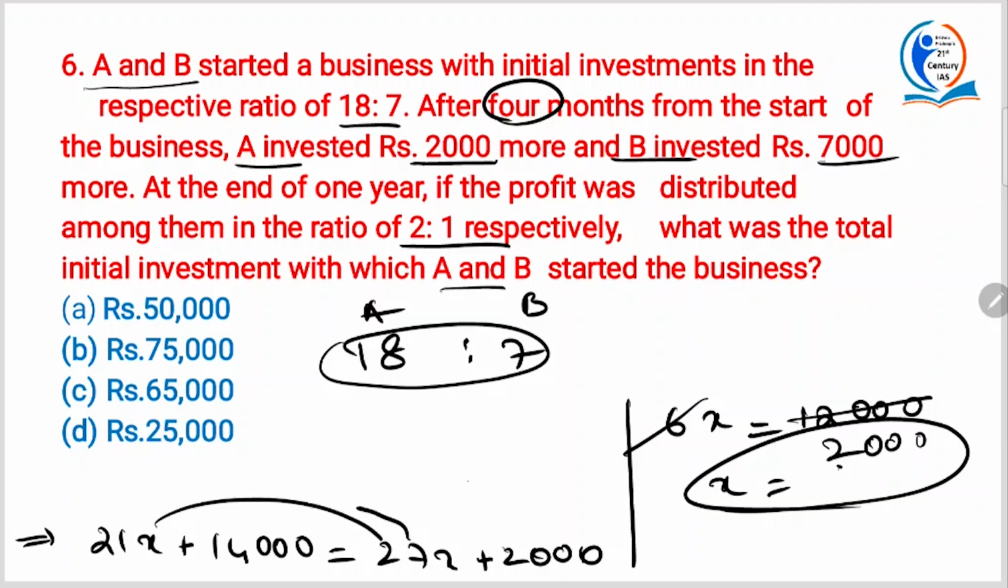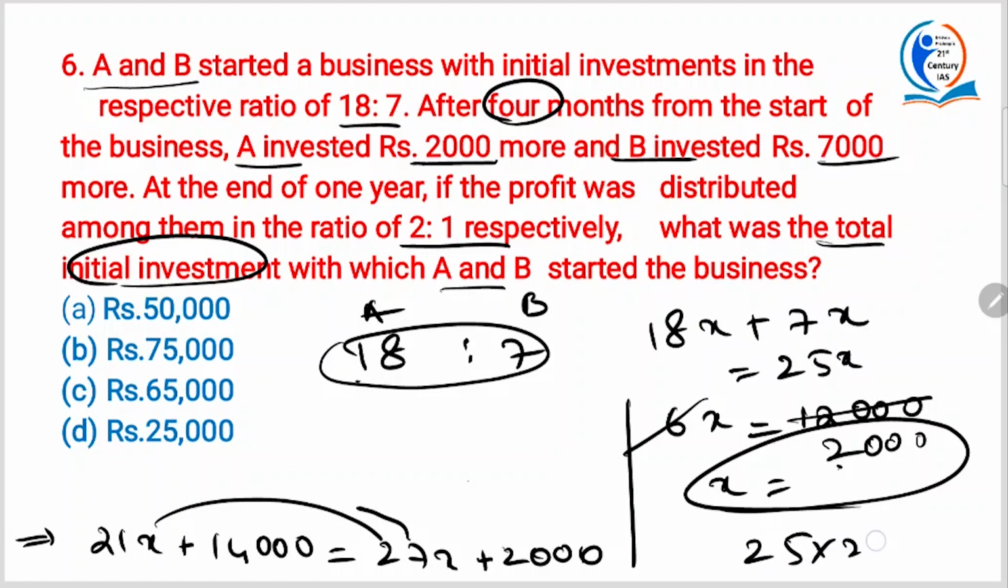So x is equal to 2000. Alright, now what did they ask you to find? What is the total initial investment? So it is equal to 18x plus 7x, which is 25x, which means 25 into 2000, that is equal to 50,000. So A is the answer.